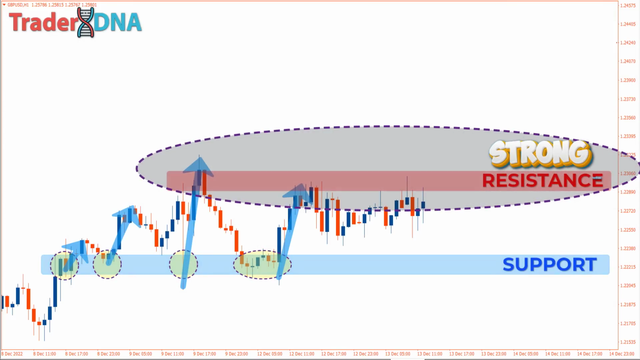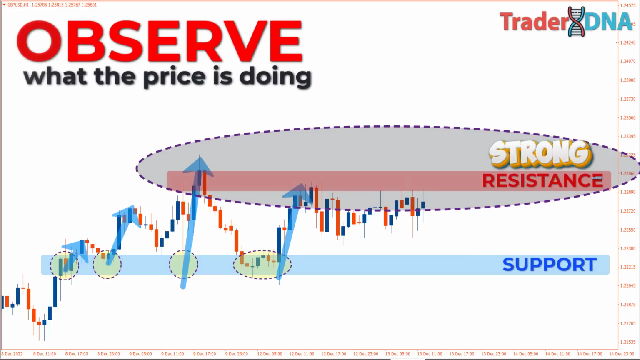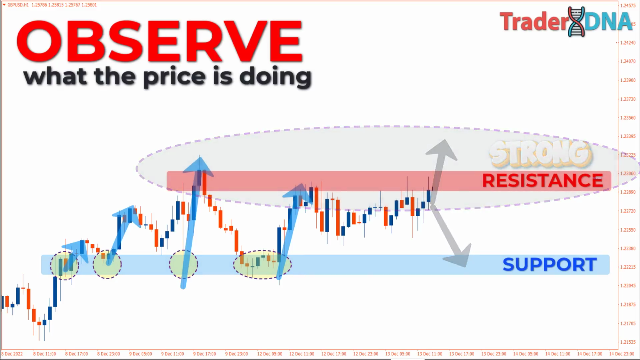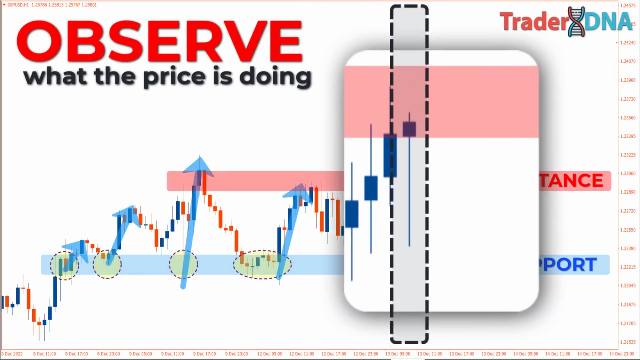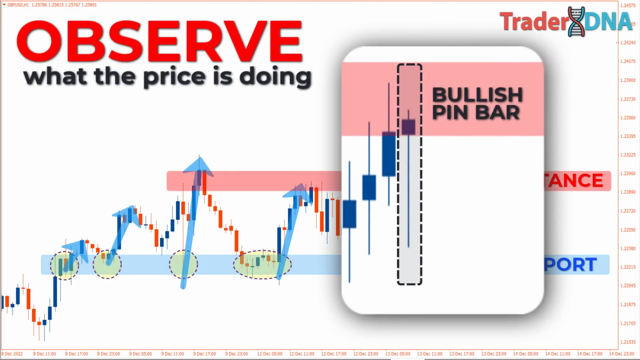The first thing you want to look out for at this key level is to observe what the price is doing. Is it going to break past this resistance level, or is it going to reverse and head back down? In this case, the price actually formed a bullish pin bar candlestick pattern. This pattern essentially indicates a bullish continuation, suggesting that there are many buyers in the market, signaling a strengthening upward trend, and prices are likely to rise further.